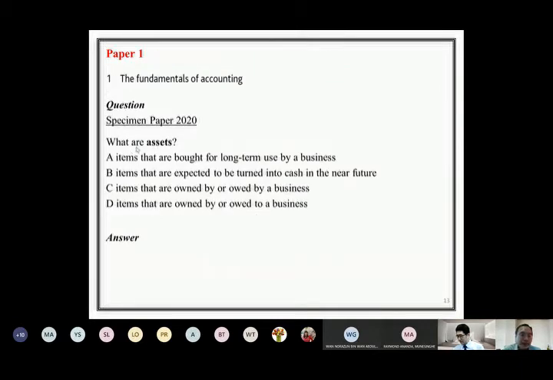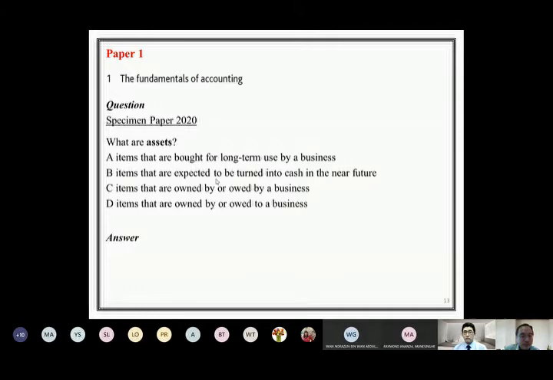And then what are assets? So these are the specimen questions for the latest syllabus 2020. So I will show here, this is actually covering your chapter 1. So later on, if you are weak in certain chapters, at least you have time to revise and then to improve. So at least you can identify which are your strengths and weaknesses.